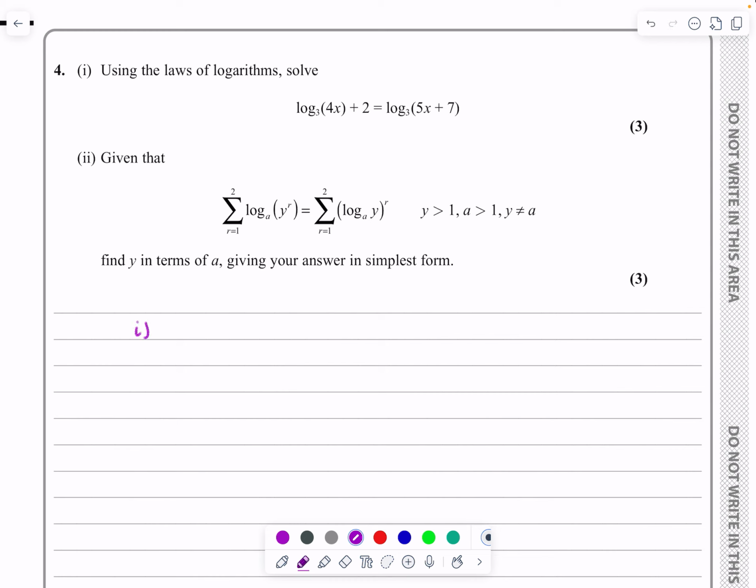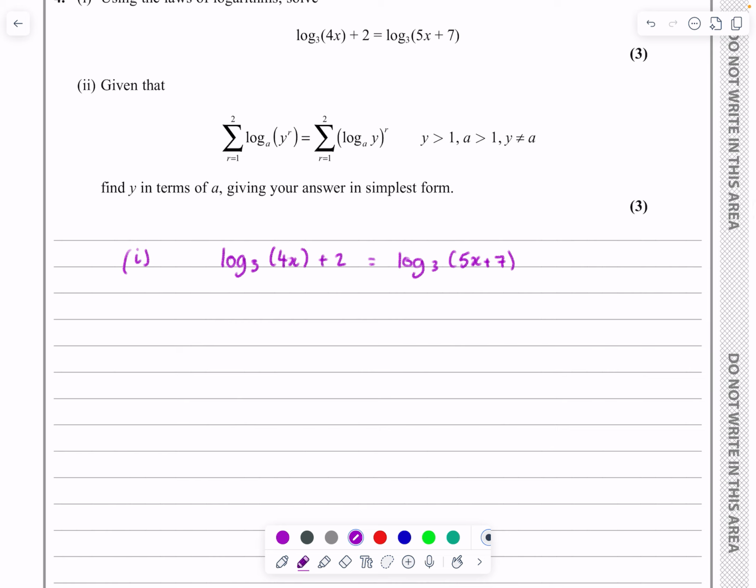Part 1 says, use laws of logarithms to solve log base 3 of 4x plus 2 is equal to log base 3 of 5x plus 7. Now there is more than one method for doing that. I'm only going to show you one here, but there are other ways that you might want to look at doing this. What I'm going to do is collect together the logs on one side.